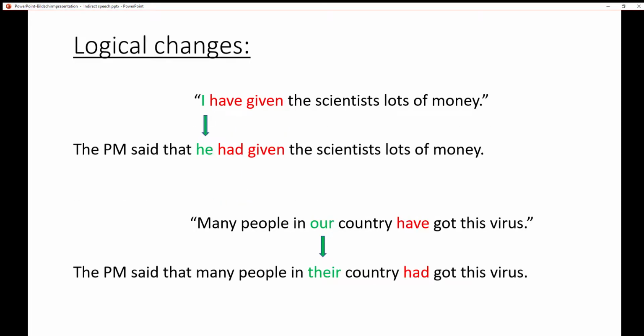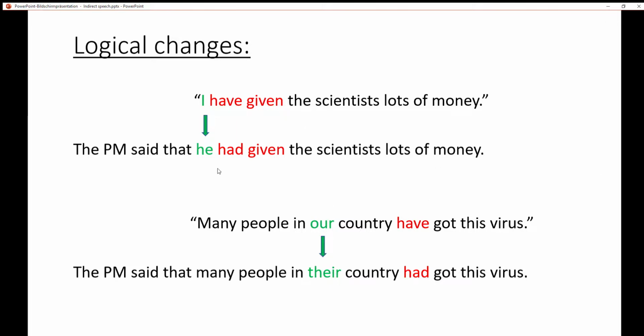Obviously, if you report what somebody else has said, then there are some logical changes. For example, in this sentence, the Prime Minister says, I have given the scientists lots of money. Well, you are not the Prime Minister. So if you report it, you can't say, I have given the scientists lots of money. You have to change that because you're now talking about somebody else. The I here becomes he. The PM said that he had given the scientists lots of money. Obviously, the tense changes as well. But at the moment, what we're interested in is this. This is simply logic. You don't have to learn any rules for this.